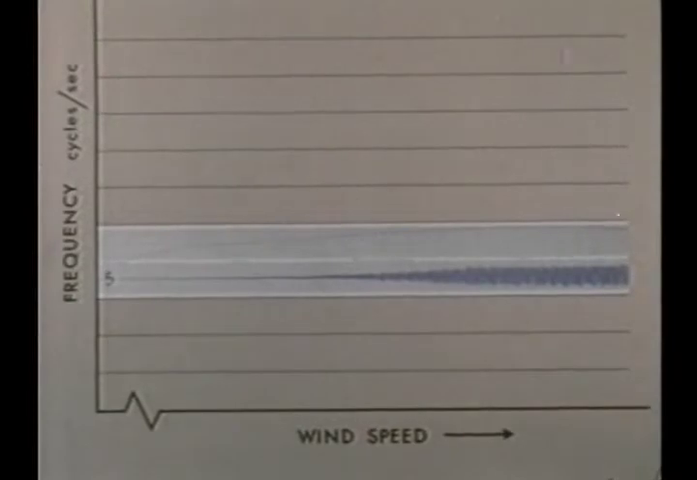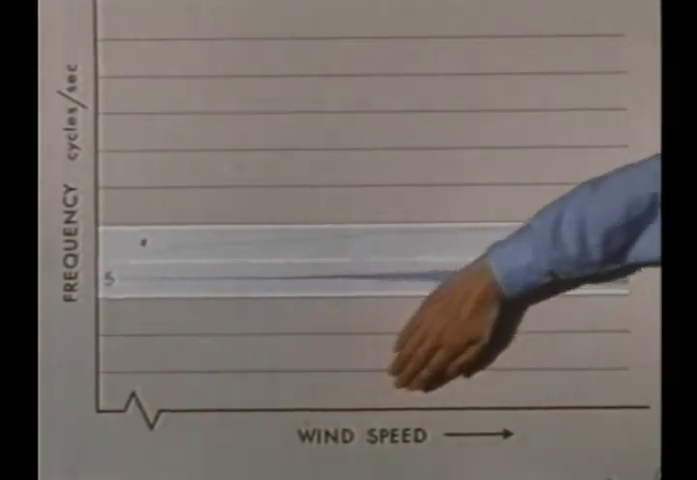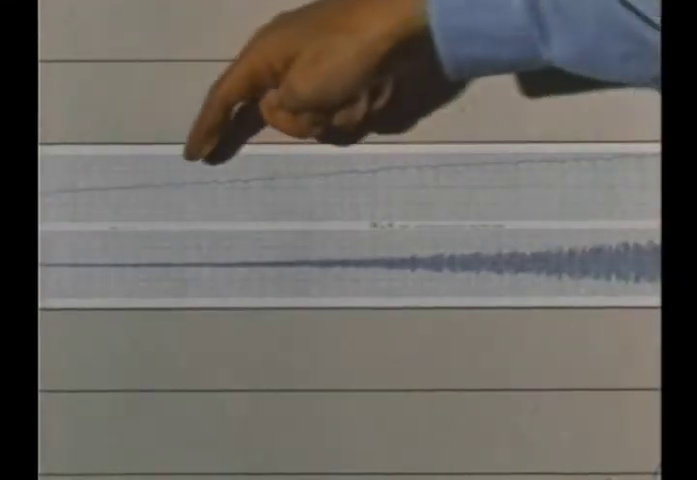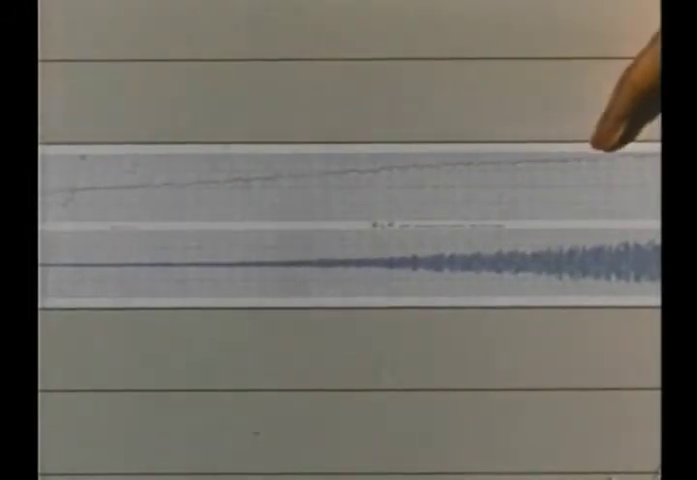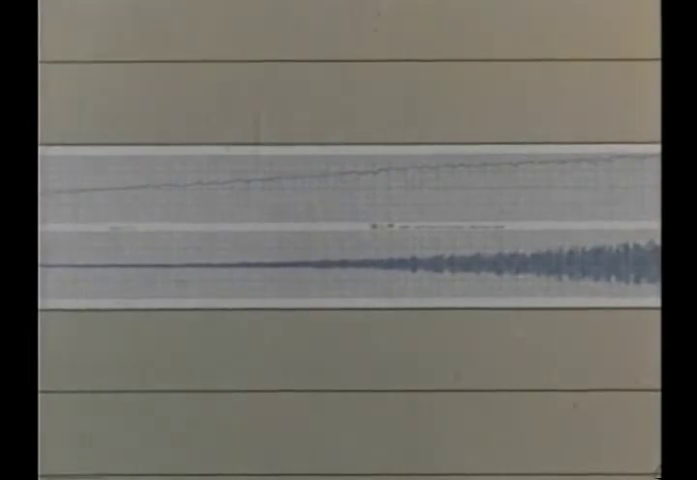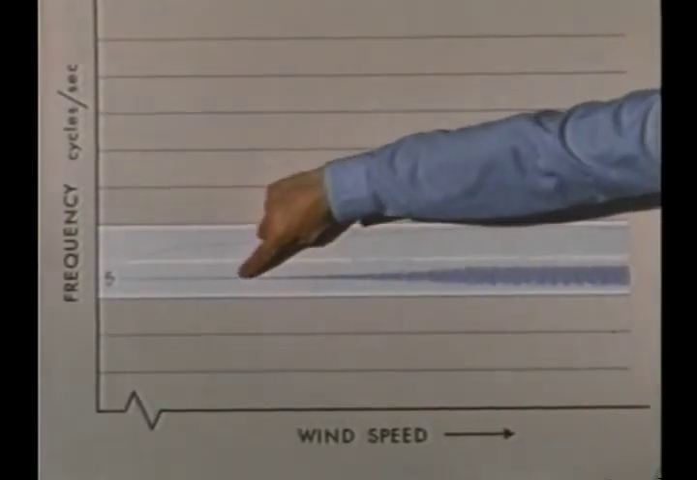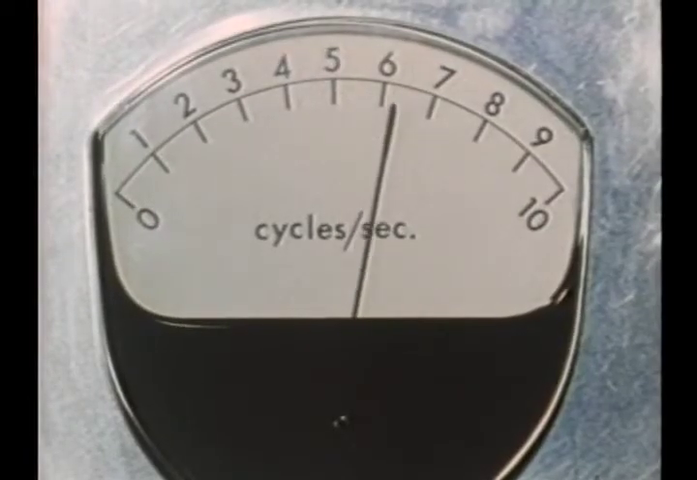Here is the record. I've put it up on this frequency wind speed diagram. We see that at this wind speed the wave amplitude is small, while at this higher wind speed the wave amplitude is large. Waves of this frequency start being amplified about here. Let us repeat this at a higher frequency.